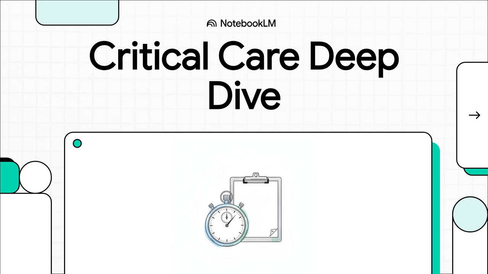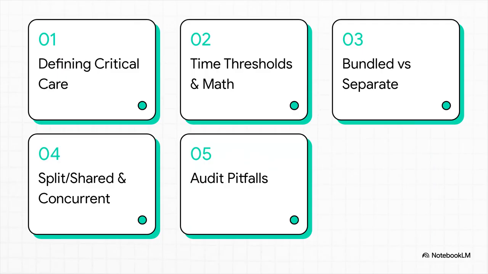Look, if you're a coder, an auditor, or a provider, you already know critical care is incredibly high stakes. It represents the highest acuity of patient care, right? But man, it also carries massive compliance risks if your documentation isn't absolutely flawless. So we're going to break down these complex rules so you can project your revenue and audit-proof those claims. Okay, let's dive into this.